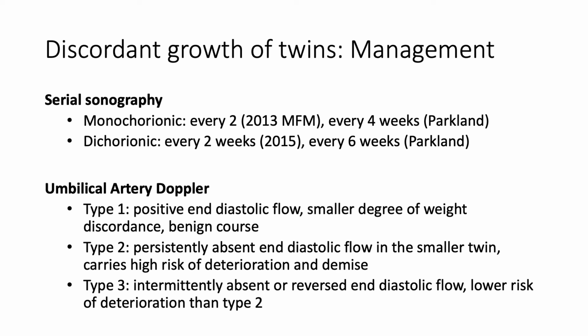Type 1 of selective fetal growth restriction shows a positive end diastolic flow, a smaller degree of weight discordance, and has a typically benign clinical course. Type 2 shows persistently absent end diastolic flow in the smaller twin and carries a higher risk of deterioration and demise. Type 3 is intermittently absent or reversed diastolic flow and has a lower risk of deterioration than type 2.